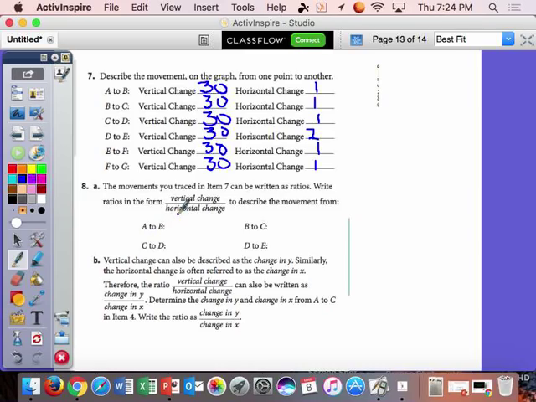It can be written in ratios. So vertical change is 30, horizontal change 1. Vertical change 30, horizontal change 1. Vertical change 30, horizontal change 1. You see what we're doing here? All right? Does that make sense?